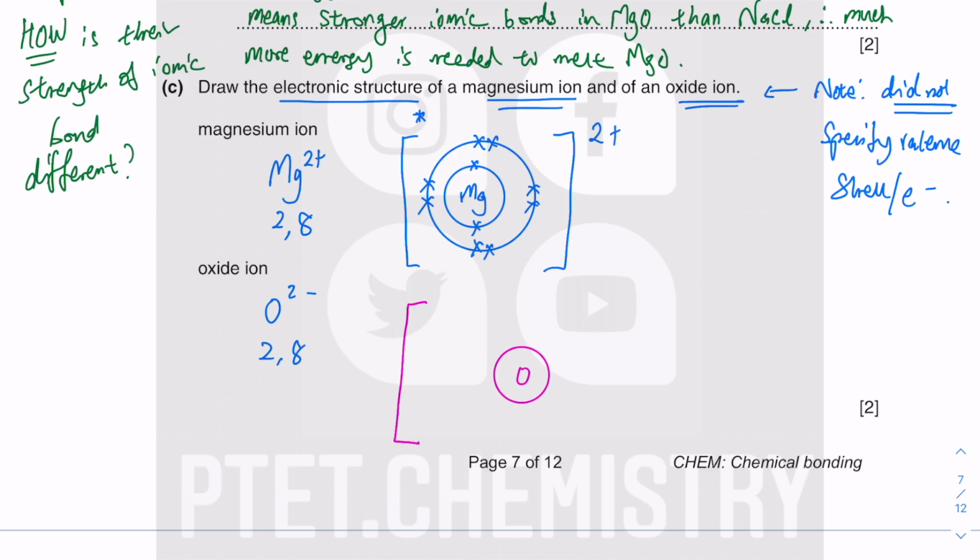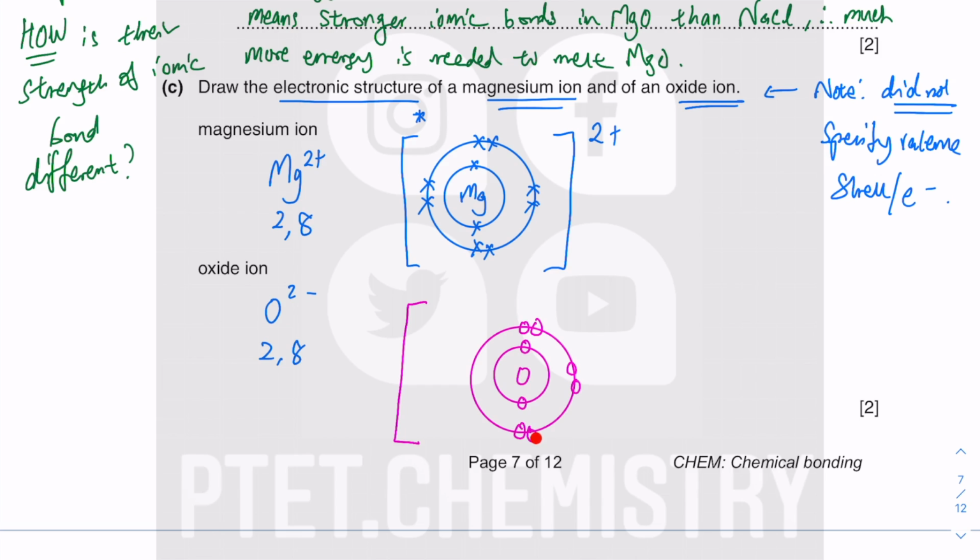So oxygen, so dot, dot, and then second shell, dot, dot, dot, dot, dot, dot. So oxygen is in group 6, alright, so 1, 2, 3, 4, 5, 6. The group number of oxygen is group 6. Group 6 means 6 valence electrons.